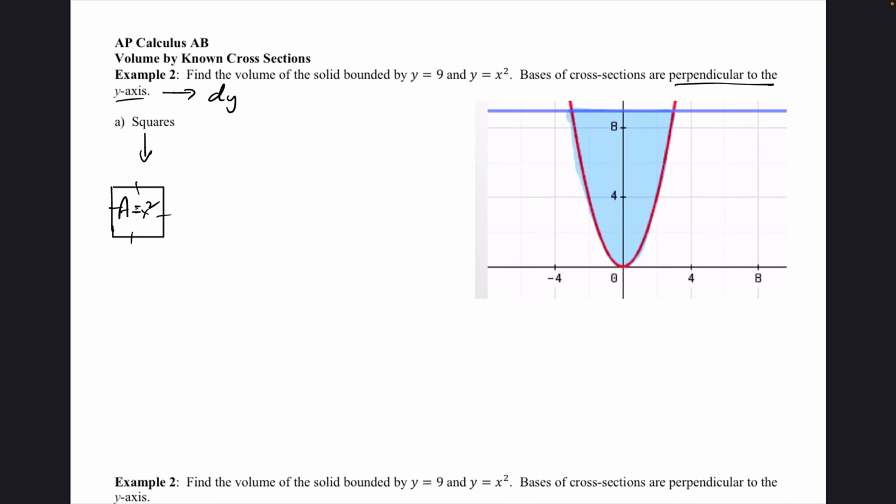Those squares are going to stand straight up, but they're not going to go vertically anymore. They're going to be horizontal, across the light blue area. So they're going to extend from this side to this side, and it looks like they extend to the same function. So we got area equals x squared. Volume equals, we know it's going to be x squared dy.